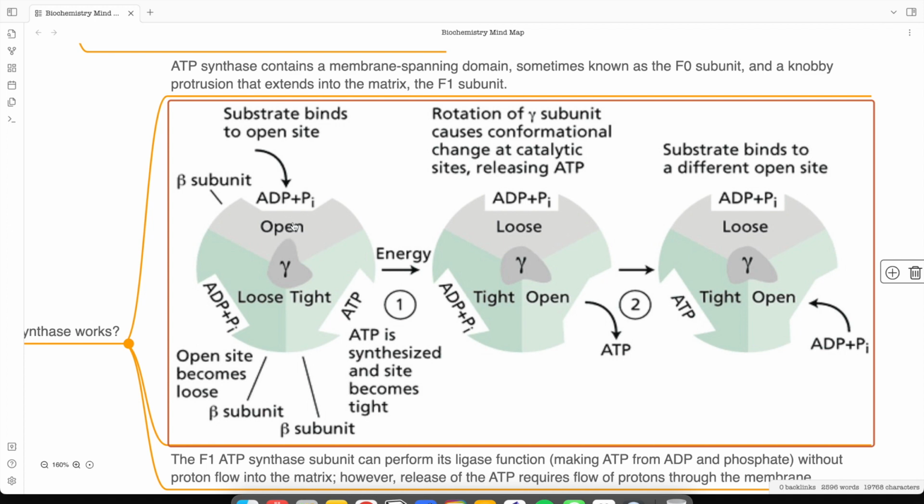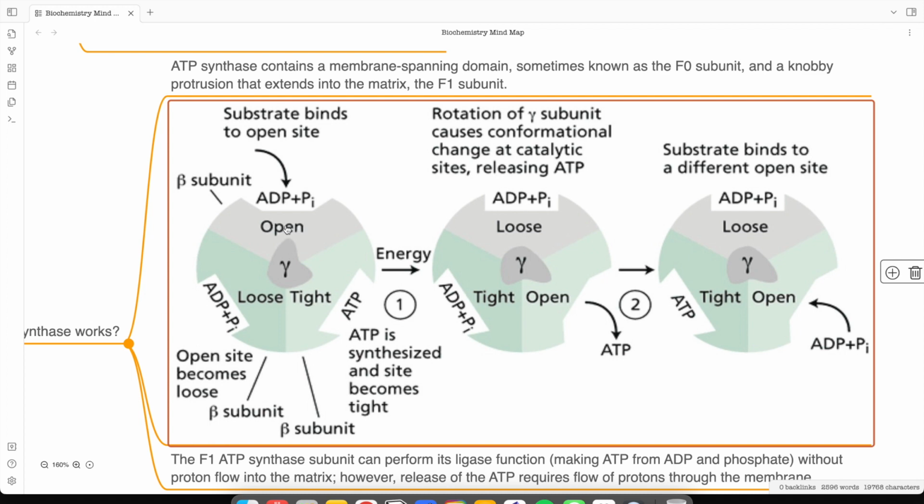The open conformation is where ADP and Pi can come in, and the produced ATP can be removed. So it is open for substrate and also open for product release. The loose configuration is where ADP and Pi get reacted so that ATP can be produced. And the tight configuration is needed to hold the ATP for some time, for stability, until the whole reaction is completed and the ATP is really stabilized. That is the function of the tight configuration.